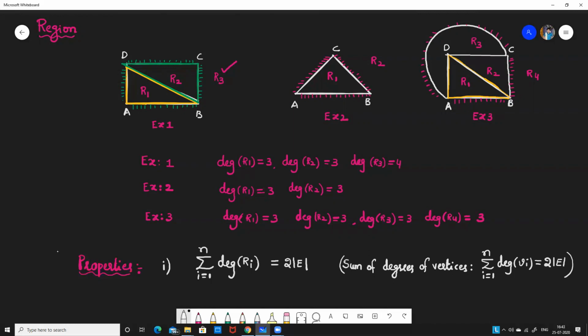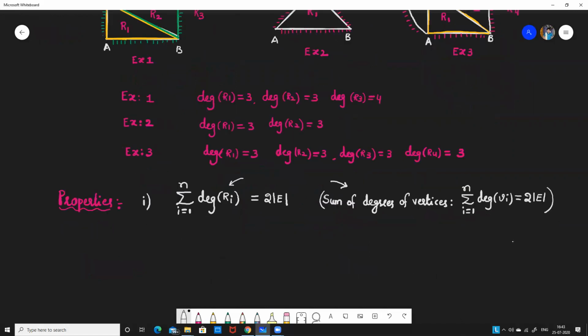Now here it is called the sum of degrees of regions theorem. It is not vertices, it is regions theorem. Is it clear, everybody? This is the first property you have to remember. If you know the sum of degrees of vertices theorem, you can easily understand the sum of degrees of regions theorem. Okay, what is the second property?